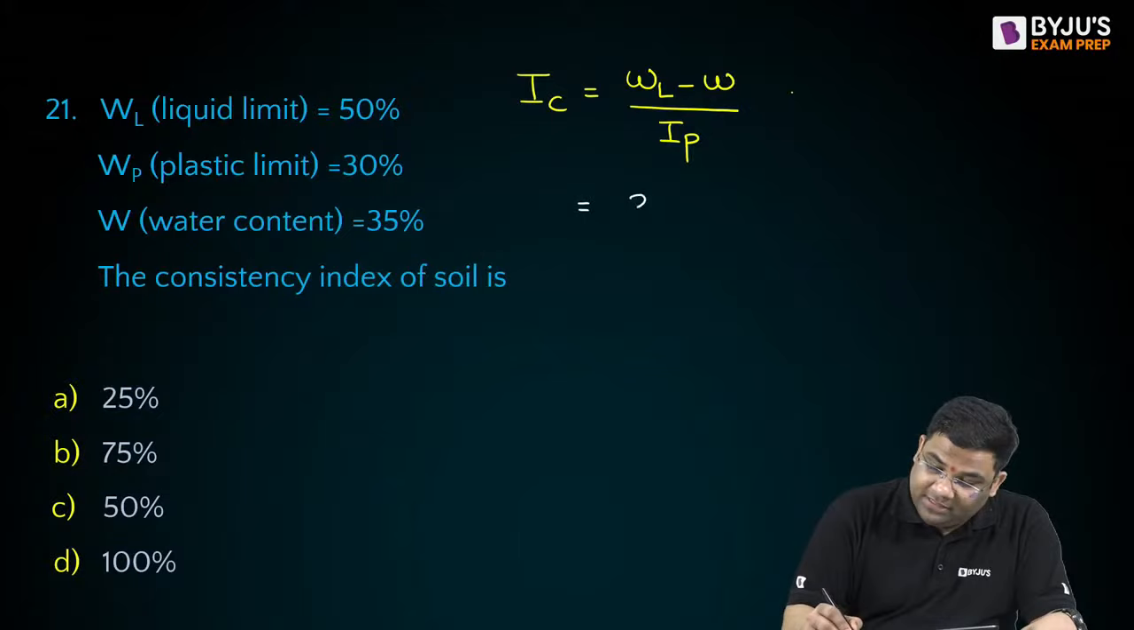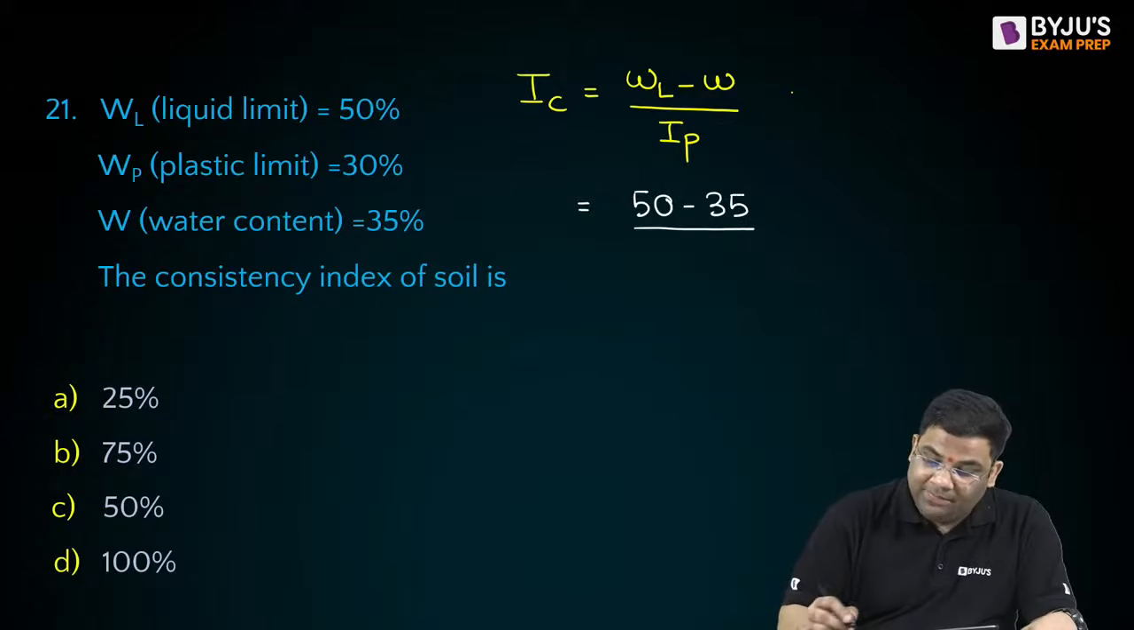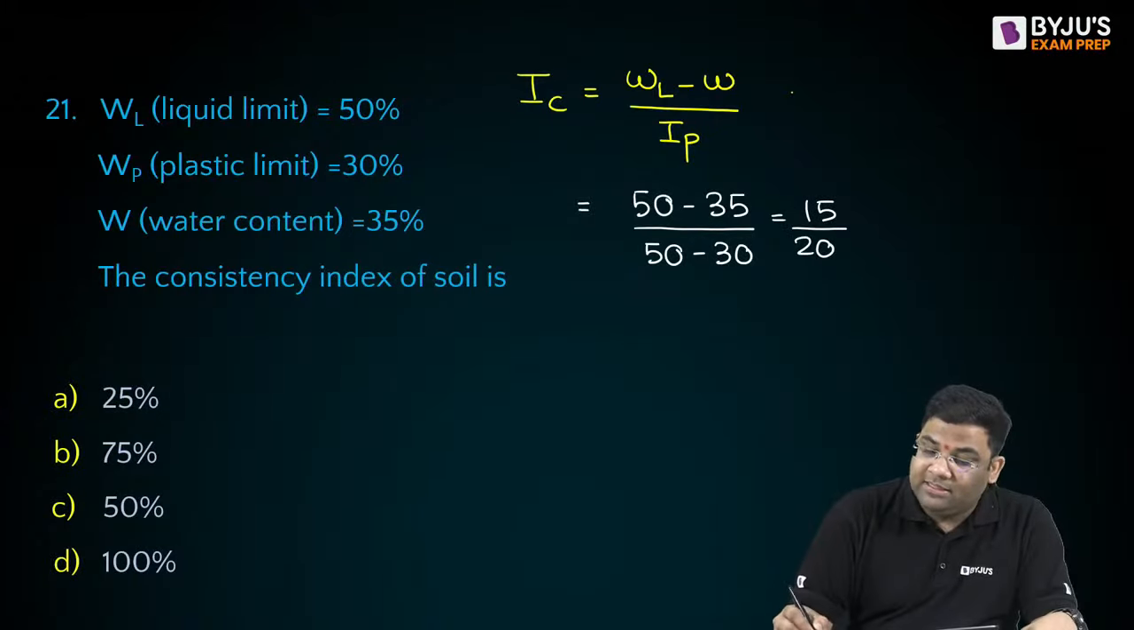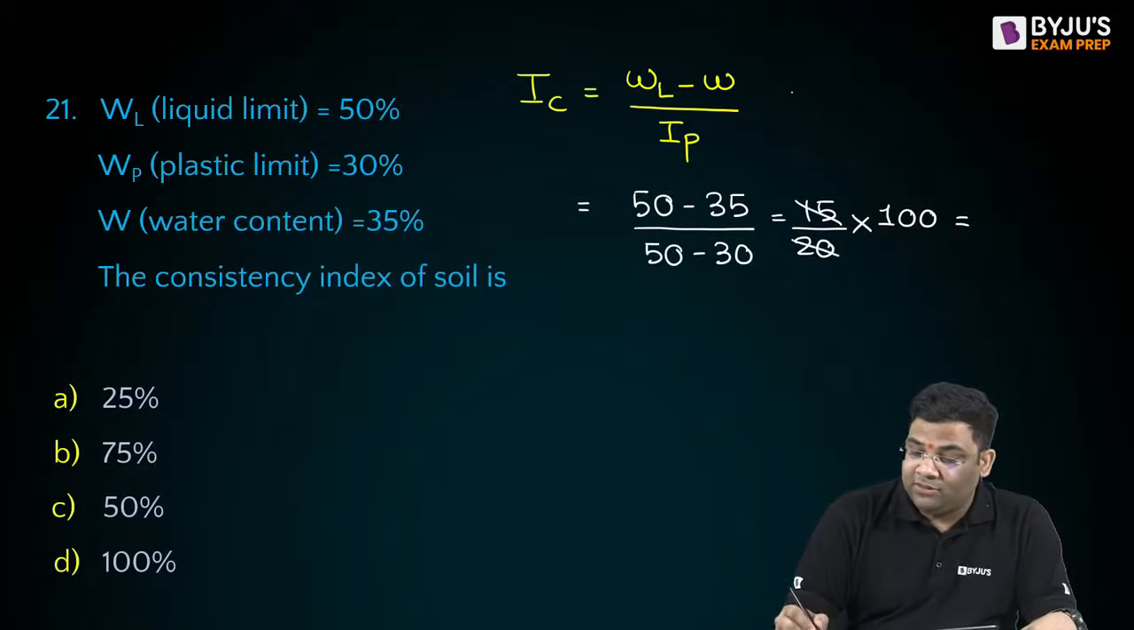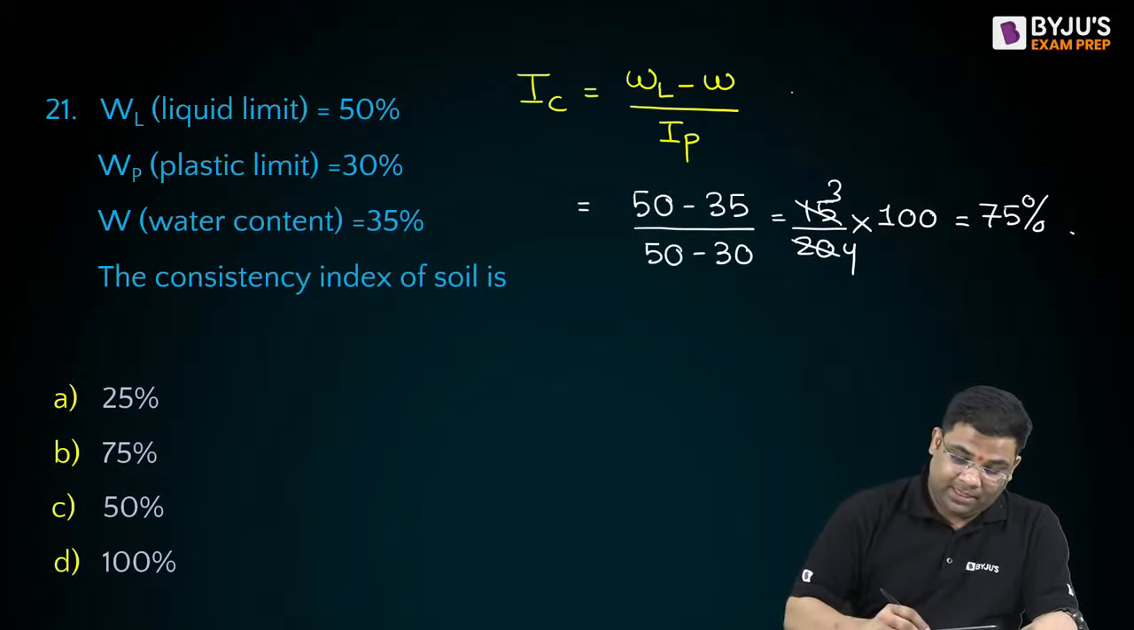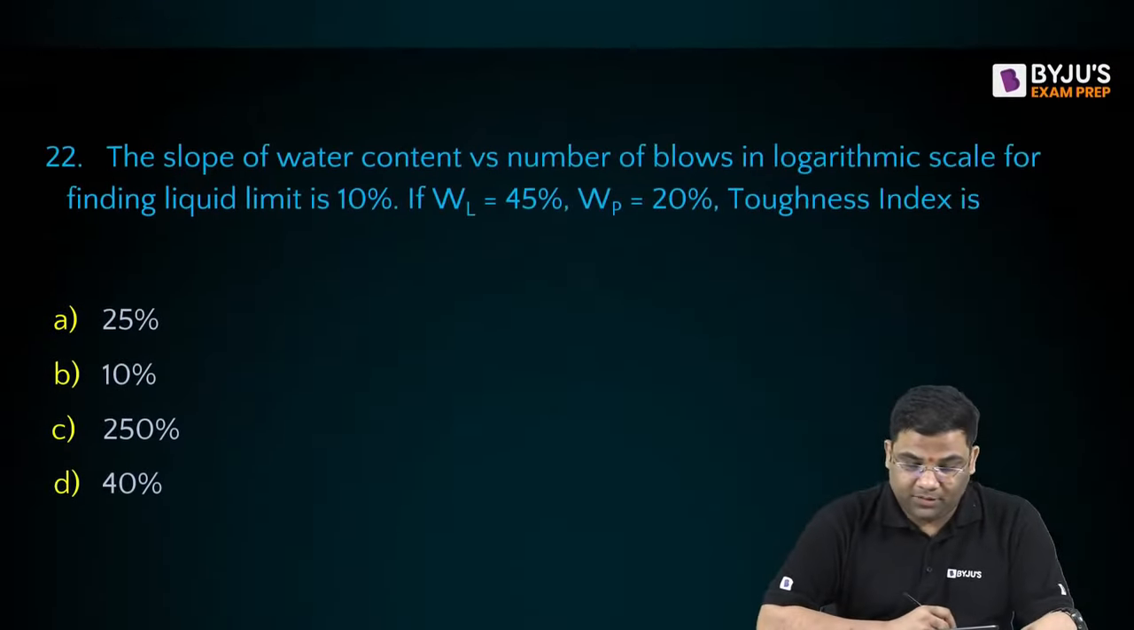Liquid limit is how much? 50. Water content is 35. Okay. Then IP is what? Liquid limit minus plastic limit. So we're getting 15 by 20. This is in decimal. If you multiply by 100, you get it in percentage. So this is 3 by 4. It is how much? 75%. Correct. Let us solve the next question.